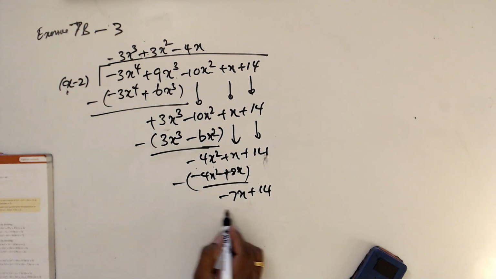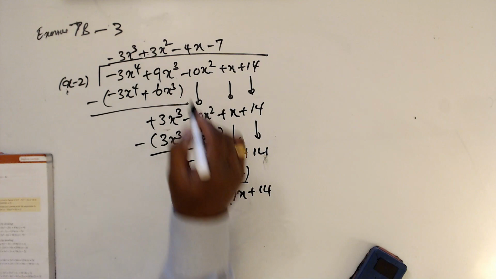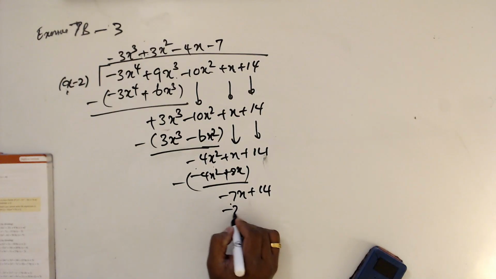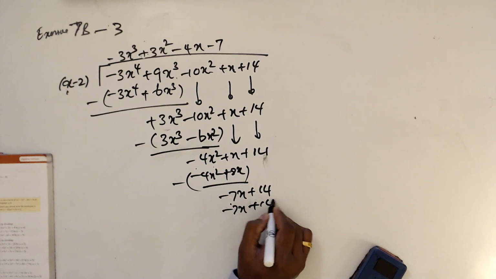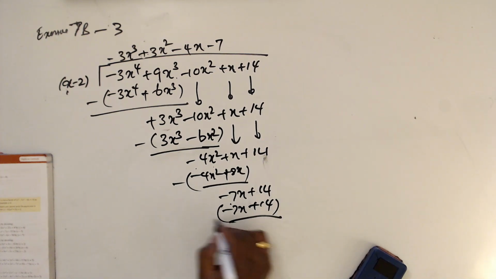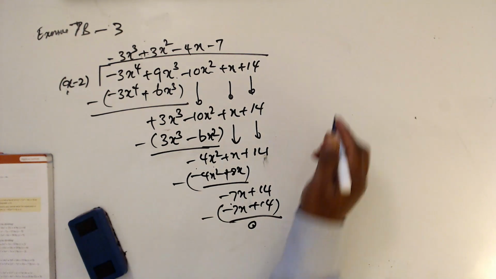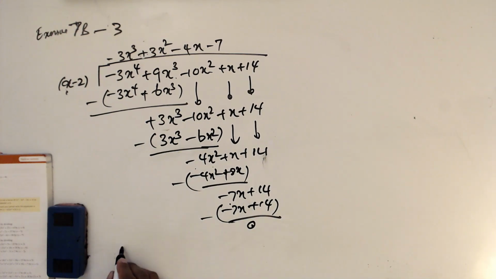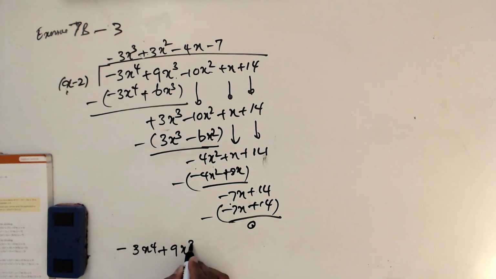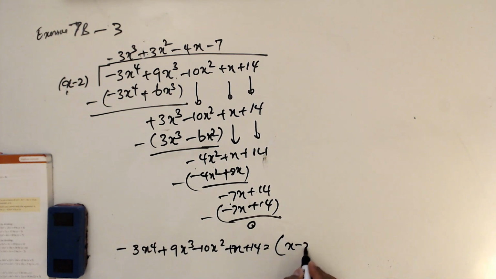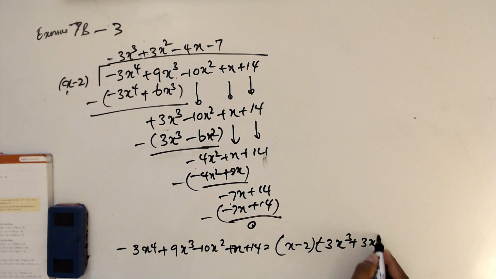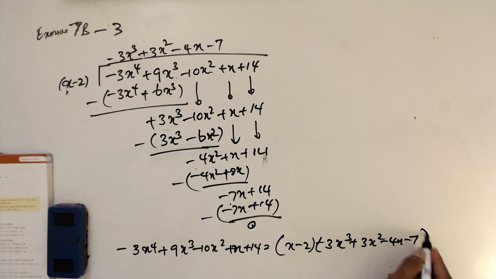Then how many x go into minus 7x? It's going to be minus 7. Minus 7 times x is minus 7x. This is going to be plus 14. Minus, 0. So our answer is minus 3x to the power 4 plus 9x cubed minus 10x squared plus x plus 14 equals x minus 2 times minus 3x cubed plus 3x squared minus 4x minus 7.